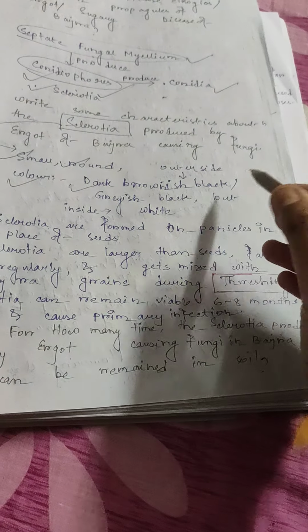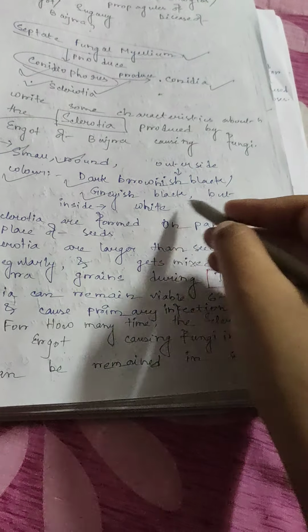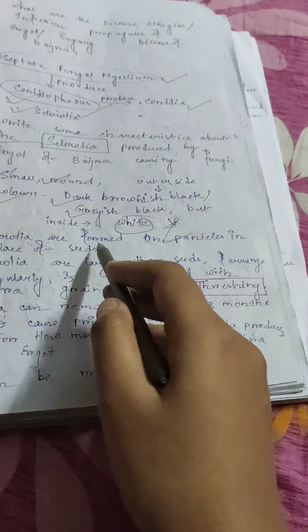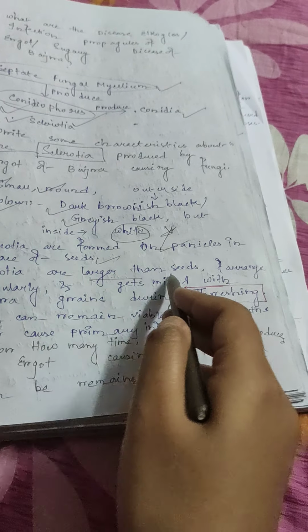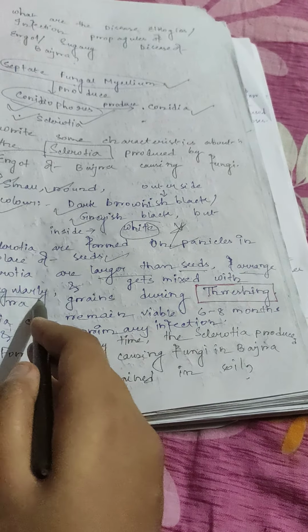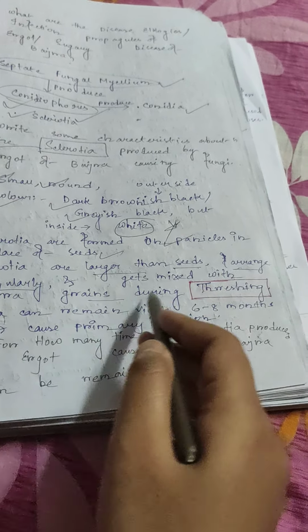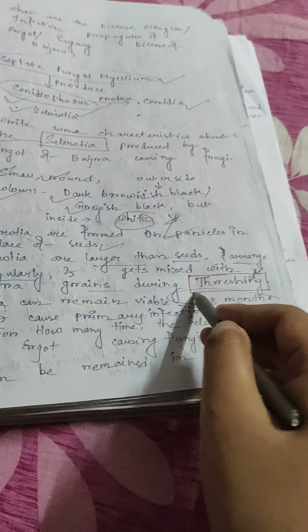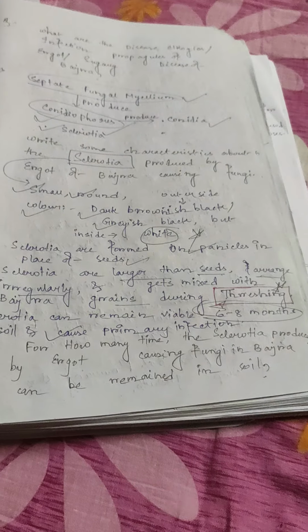Small, round in shape, color is dark brownish black outside or greyish black, but inside is white. Sclerotia are formed on the panicles in the place of seeds. Sclerotia are larger than the seeds, arranged irregularly and get mixed with the bajra grains during the threshing. Sclerotia can remain viable for 6 to 8 months in the soil and cause primary infection.